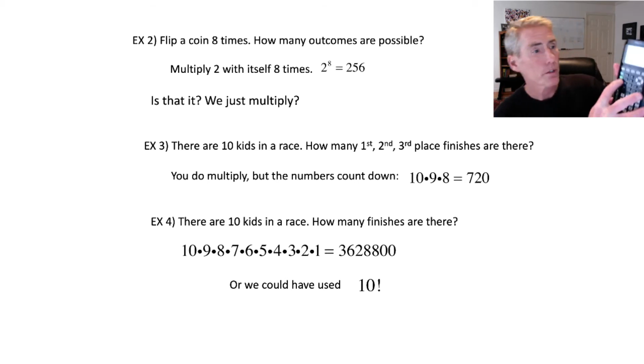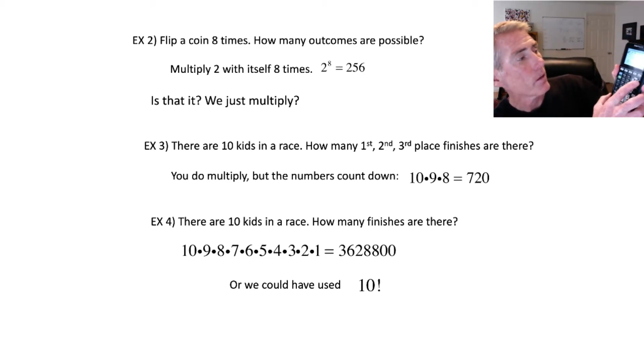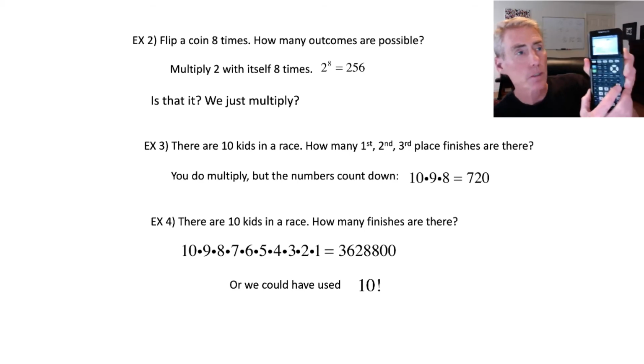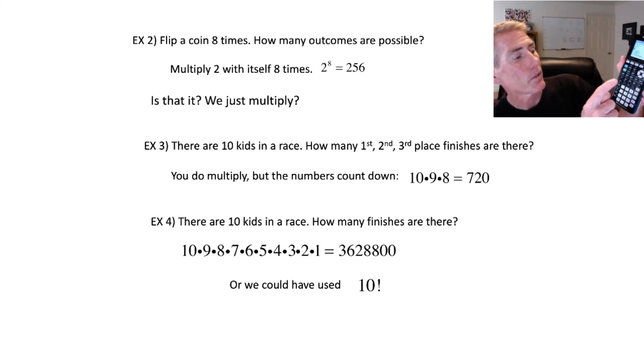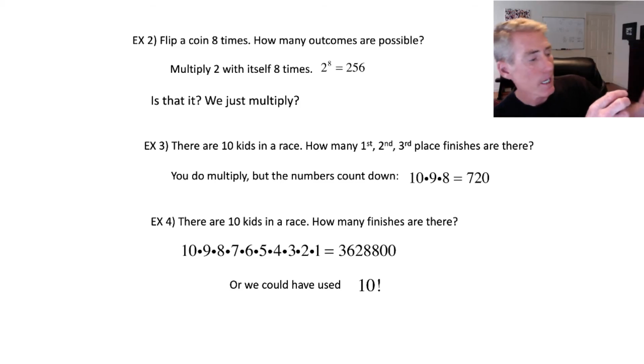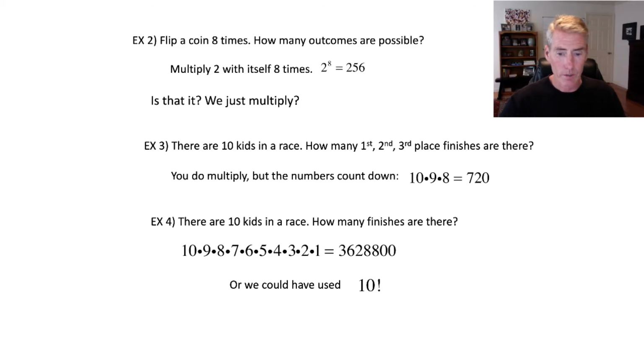So for factorial, you would need to go to math, move over to probability, and the exclamation mark, that's the 4th one down.